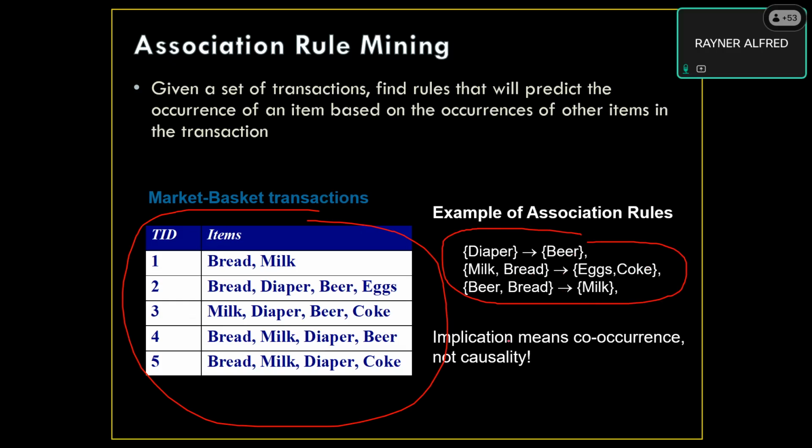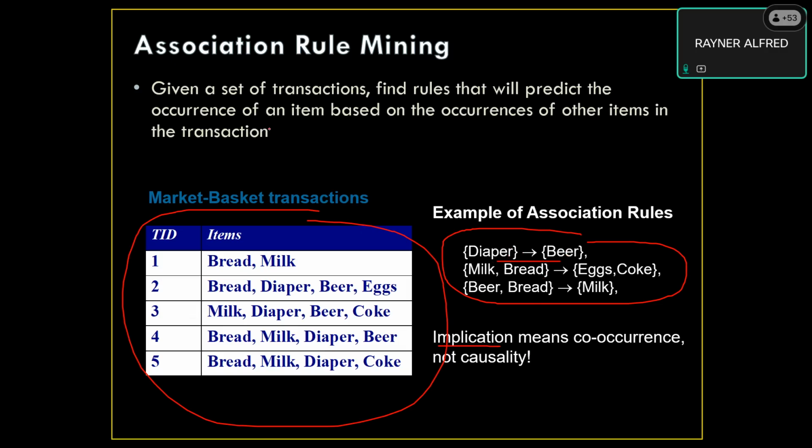This is considered co-occurrence and not implication. Implication would mean that if I buy diaper, this causes me to buy beer. But in fact, we are looking at the frequency of these items that always come together.